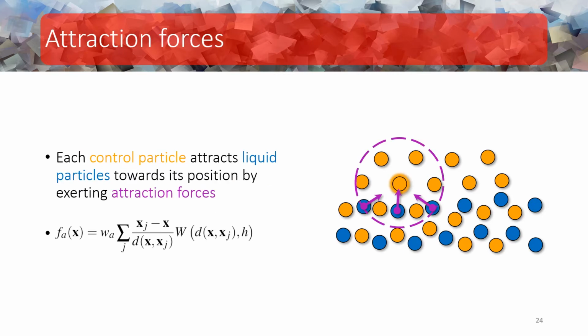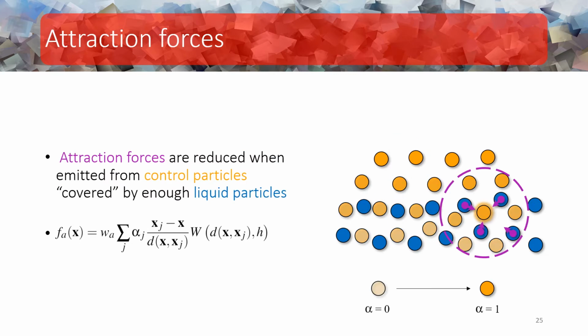Each control particle, in orange, first attracts liquid particles, in blue, toward its position by exerting an attraction force modulated by the control particle coverage. When covered by enough liquid, attraction forces are reduced.